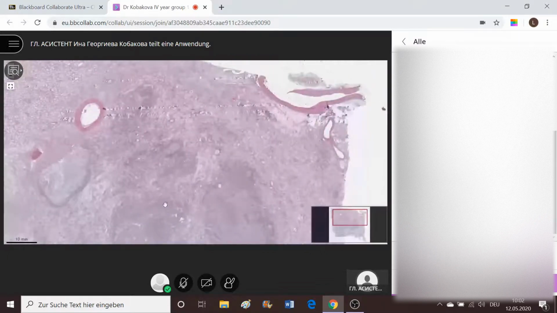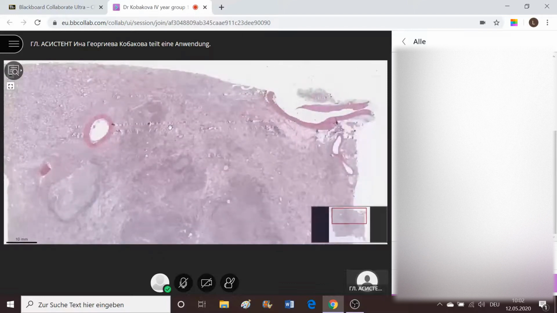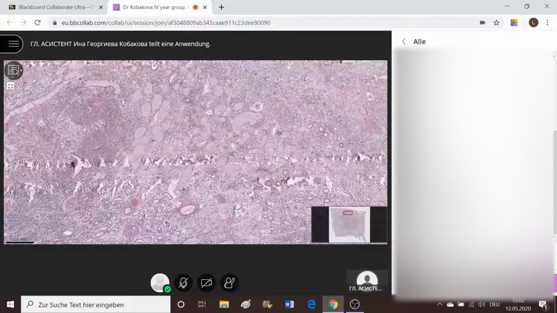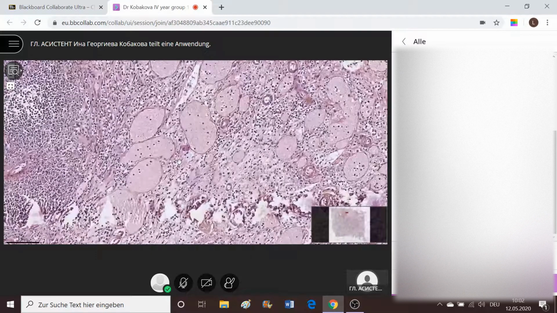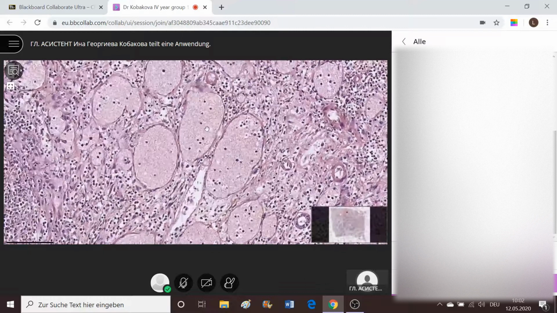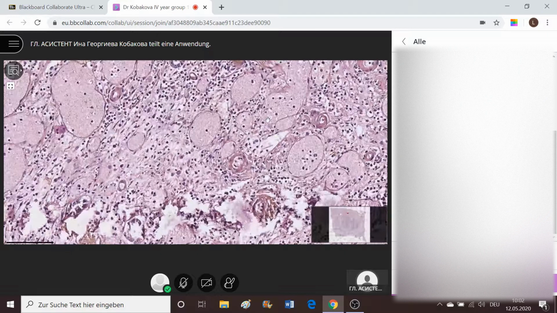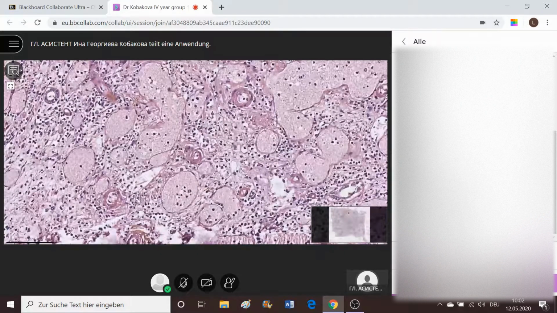So again, kidney glomeruli, what are these stuff here? That's something interesting that you should be able to recognize. These are nerves. We have some innervation here. So these are nerves.